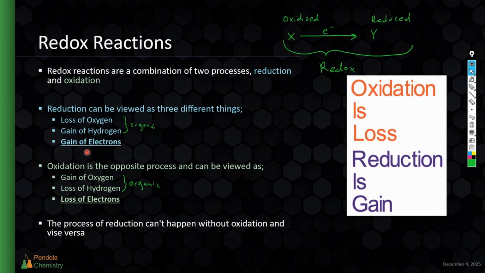An easy way to remember which one's which, reduction and oxidation, is the acronym OIL RIG. O-I-L-R-I-G can stand for oxidation is loss of electrons, and reduction is gain of electrons. So OIL RIG helps us remember which one is gaining electrons and which is losing electrons. Oxidation being the loss of electrons, oxidation is loss, OIL, and then reduction being the gain of electrons, or reduction is gain, RIG. So let's keep moving forward.